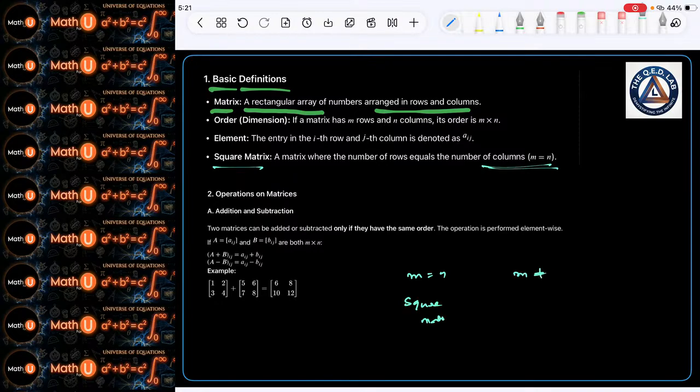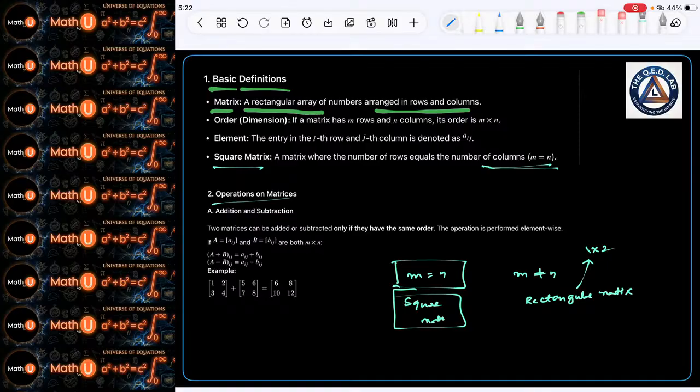Okay, if M is not equal to N, such type of matrix we call a rectangular matrix. For example, if you consider order 1 by 2, this is a rectangular matrix. Number of rows and number of columns are not equal. Such type of matrices are called rectangular matrices. If number of rows and number of columns are equal, such type of matrices are called square matrices. Then we discuss operations on matrices.